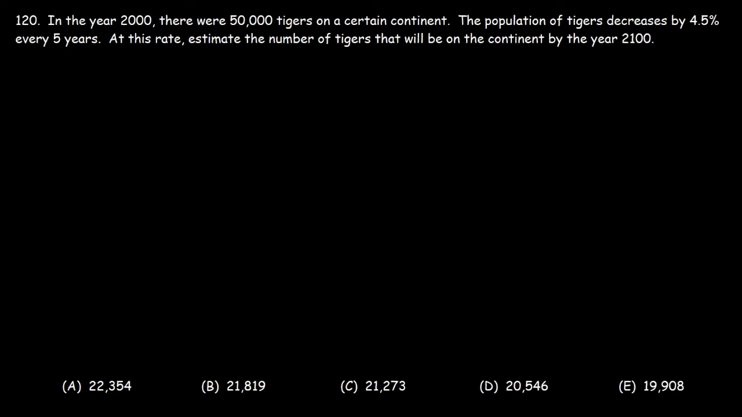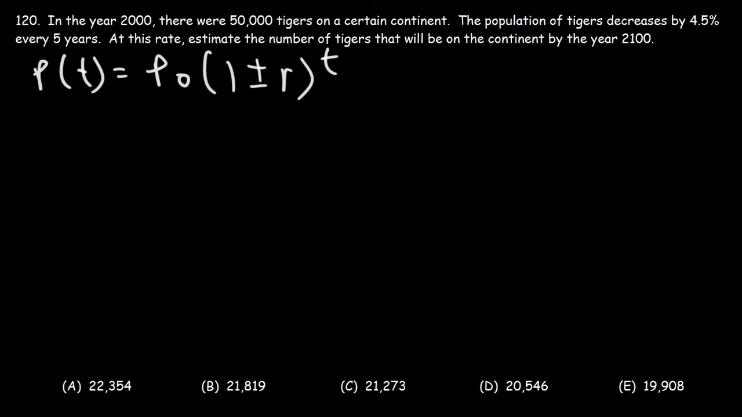Number 120. In the year 2000, there were 50,000 tigers on a certain continent. The population of tigers decreases by 4.5% every 5 years. At this rate, estimate the number of tigers that will be on the continent by the year 2100. So let's start with this formula again. So P of t is equal to P initial times 1 plus or minus r raised to the t.